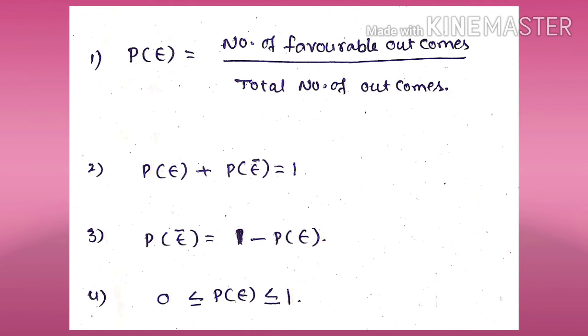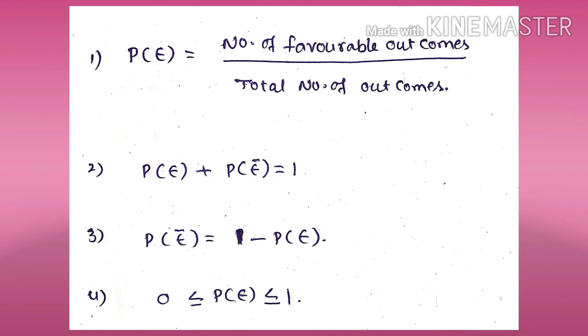If we are given the event and want to find the not event, or if we are given the not event and want to find the event, you have to use the same formula. P of E is equal to 1 minus P of not E, or P of not E is equal to 1 minus P of event E, right?